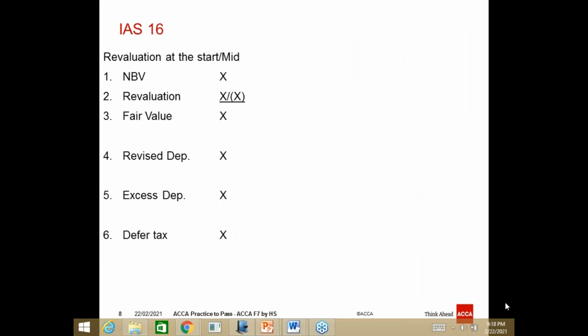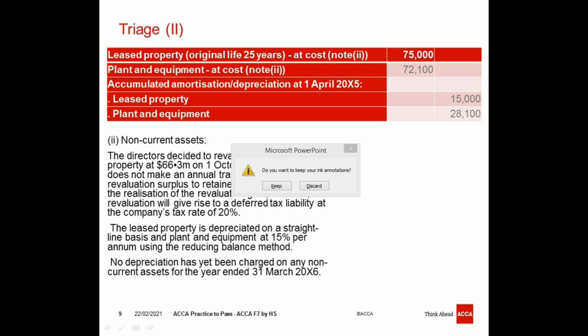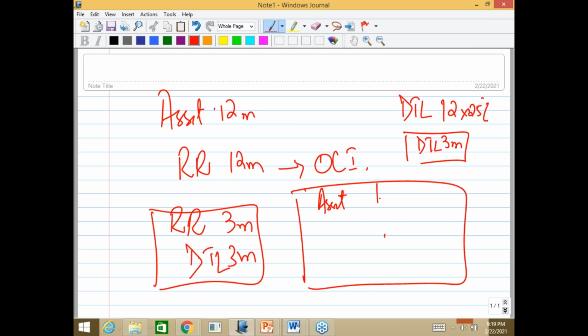Now, for the revaluation questions, yeah, we can make the combined entry for this as well. We can net off the amount. If you want, I can show you the combined impact. The combined entry will be: asset debited by 12 million, deferred tax liability credited by 3 million, and revaluation reserve credited by 9 million, which will be reported in OCI.